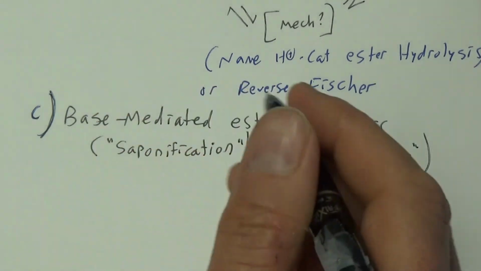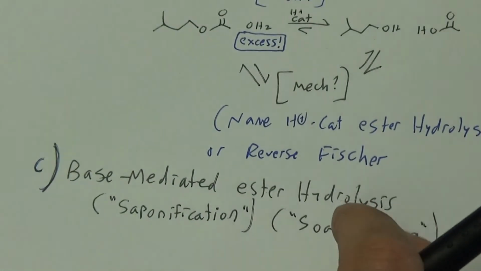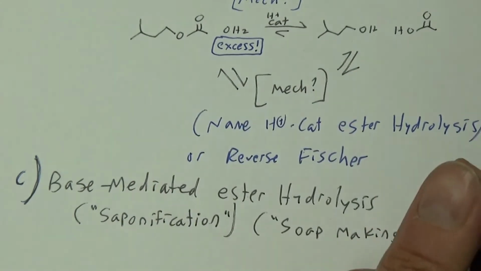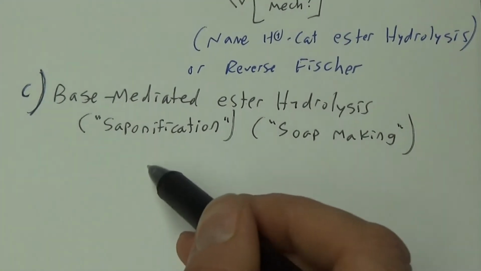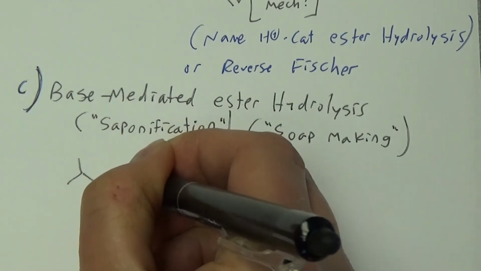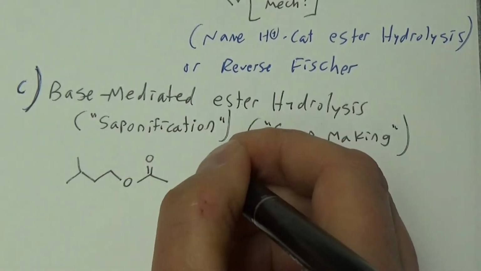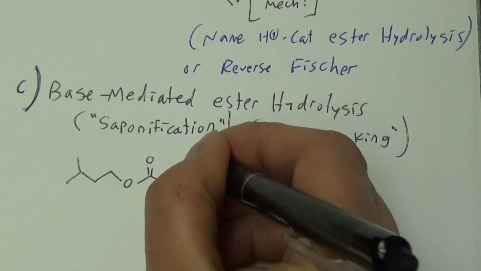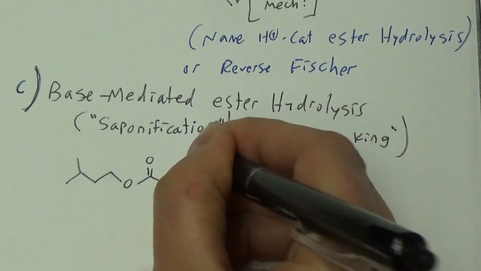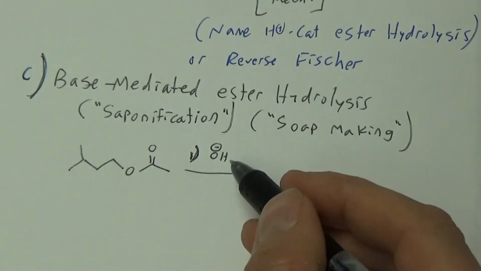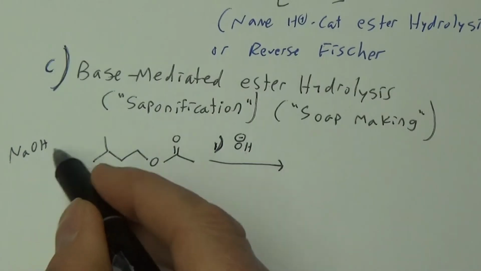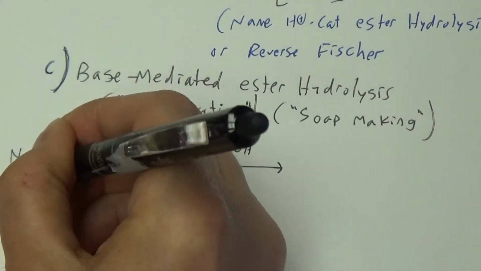Let's do the same exact ester, the same ester as before, isoamyl acetate, and let's do a base-mediated ester hydrolysis of it. The way we're going to do this, it's actually a two-step process. First is base. You never would have guessed that, right? And the base we're using is hydroxide. It could be OH minus, it could be NaOH or KOH. It's all OH minus, right?